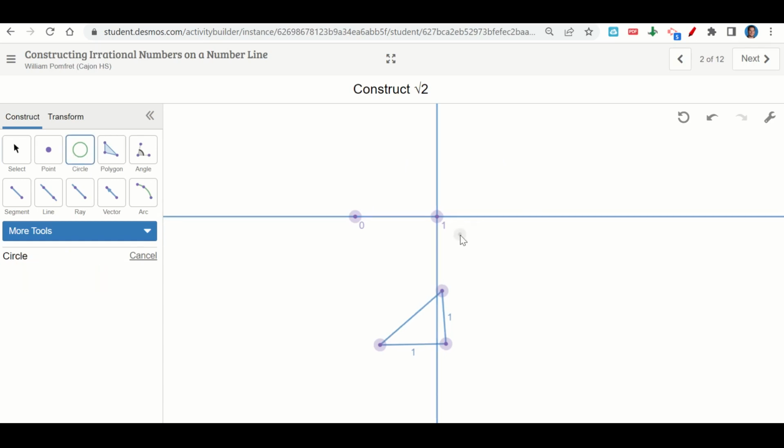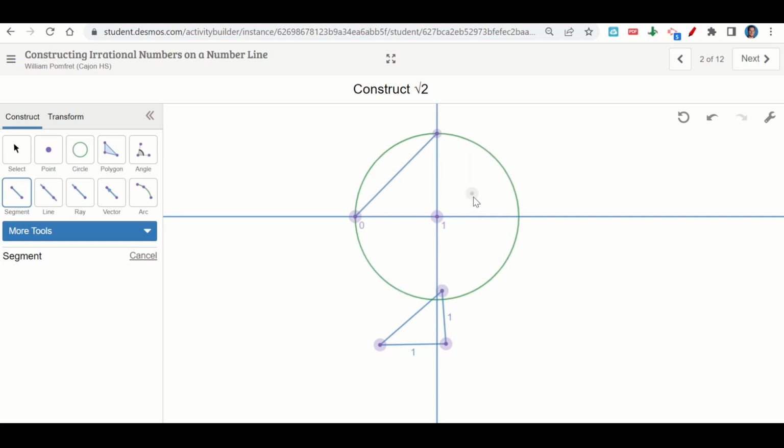So I'm going to use the circle tool and go with 1 as my center and go out to 0. Well, notice this is a radius, so that means that this is also a radius. So from here to here is also 1. So here's my 1 and 1. Now this distance should be square root of 2. So I'm going to go ahead and draw a segment to connect those. So this segment here should be square root of 2.